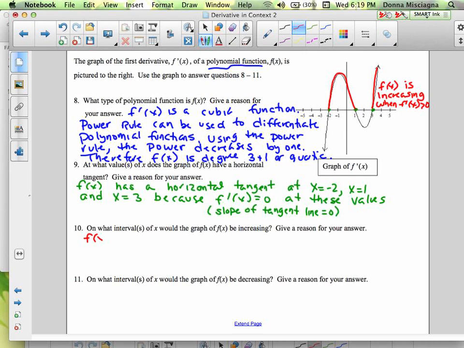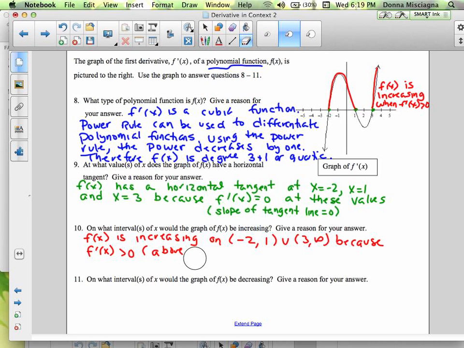So on what intervals of x would the graph of f of x be increasing? F of x is increasing on -2 to 1, and then again from 3 to infinity. And we know this because f prime of x is greater than 0. In other words, the y values are above the x-axis.